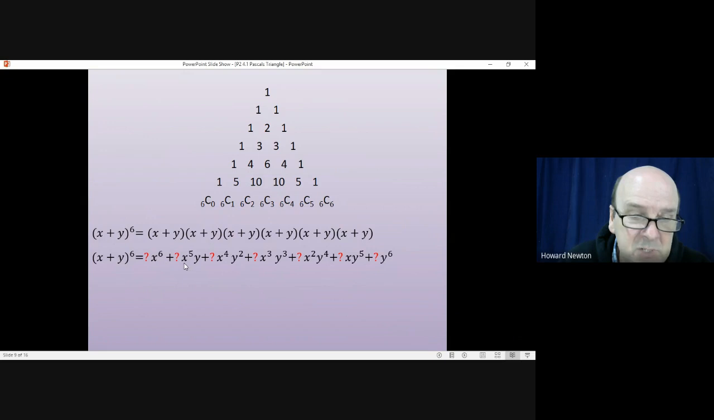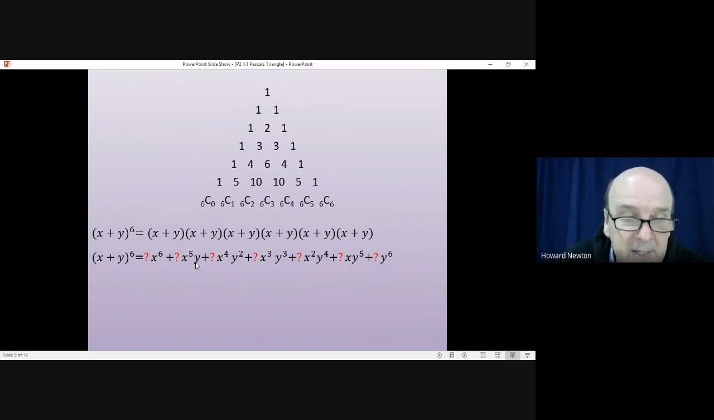That'll give me terms in x to the 5 times y. Or I could choose x from 4 of the brackets and y from 2 of them, x from 3 of the brackets, y from the other 3, x from 2 and y from 4, x from one of the brackets and y from the other 5, or I could choose y from every single bracket.